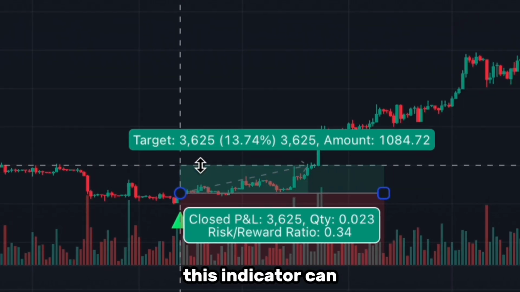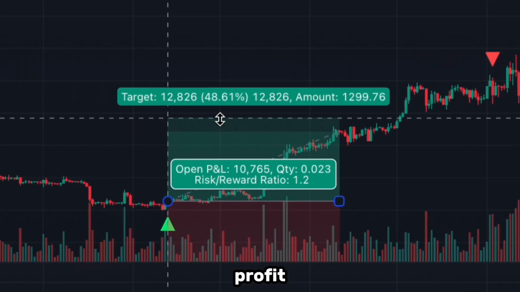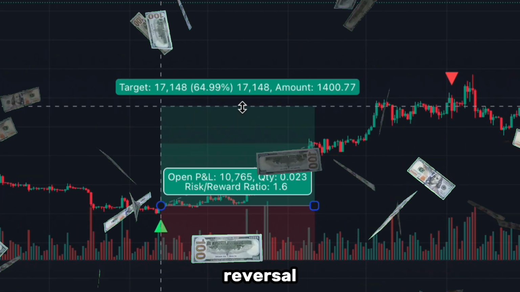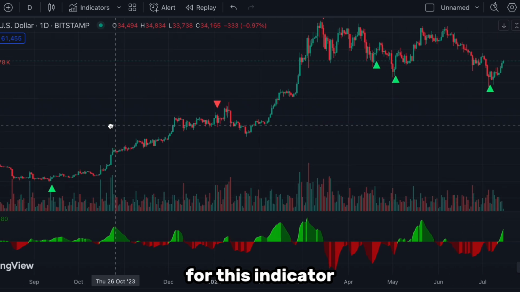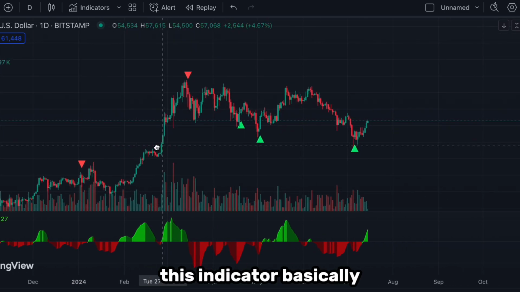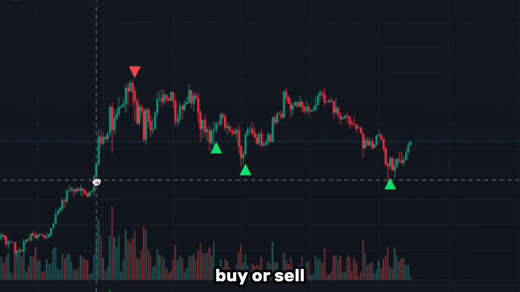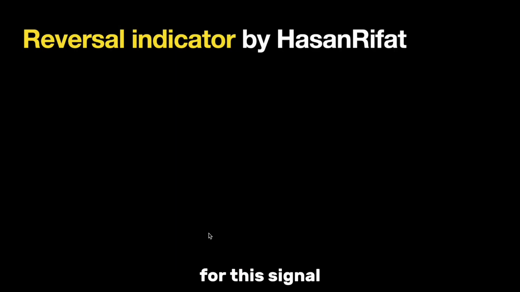This indicator can make 68% of profit when reversal is found from the reversal automated signal. In this video, we are going to customize the best setting for this indicator. This indicator basically can show the auto buy or sell signal. We will choose the best optimized setting for this signal.